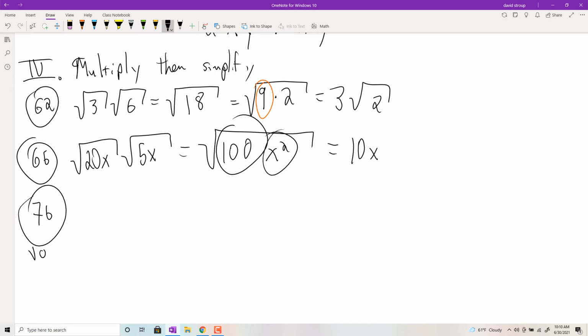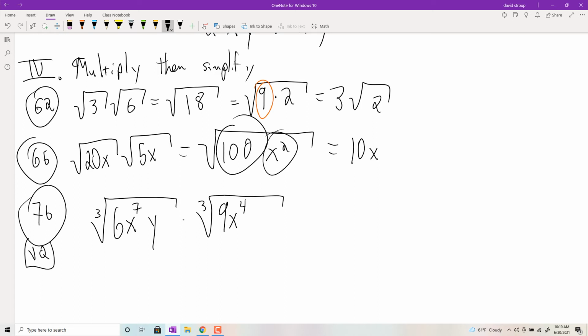So video quiz. Here we have the cube root of 6x to the 7th times y times the cube root of 9x to the 4th y to the 12th. Okay. So again, I'm going to kind of multiply it out first. So 9 times 6, I believe it's 54. x to the 7th times x to the 4th, you add the exponents, you get x to the 11th. y times y to the 12th, adding exponents, you get y to the 13th.